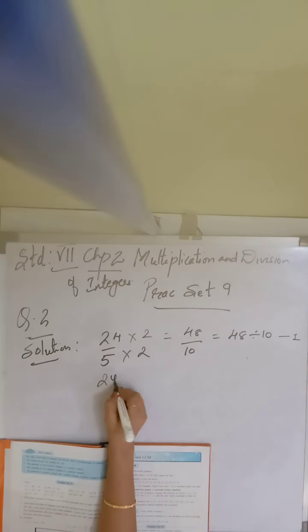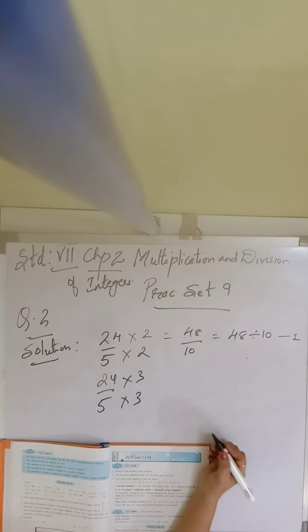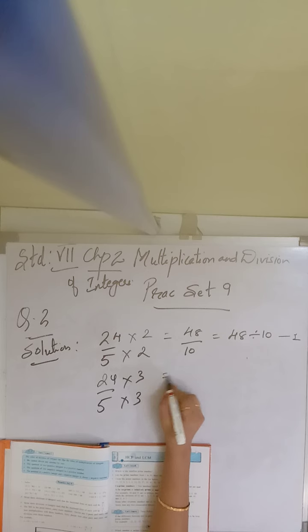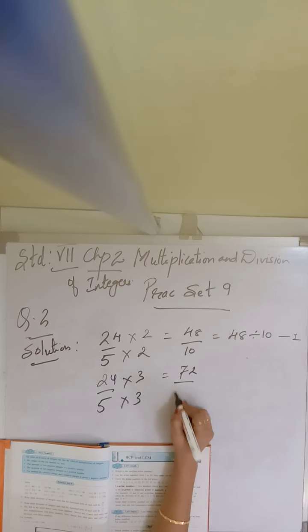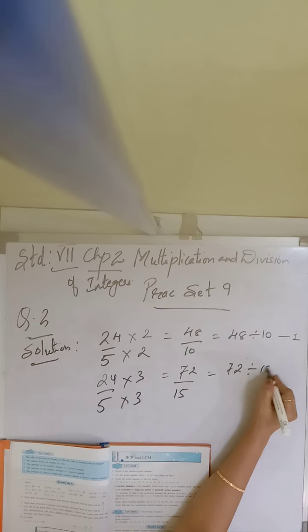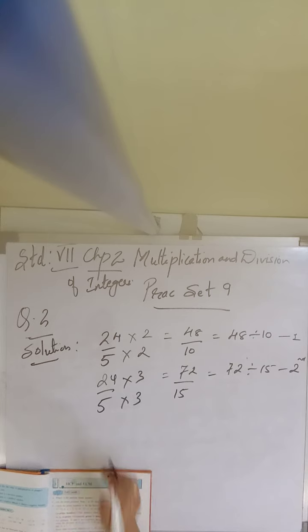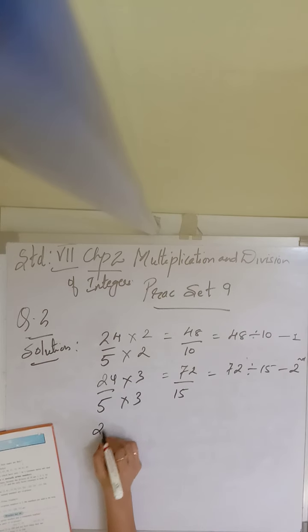For the second pair, you follow one standard rule, multiply by 3. So you are getting what? 24 into 3 is equal to 72, and this will be 15. So I can write it as 72 divided by 15. This will be my second pair of division of integers, and the same way I can go for my third pair.